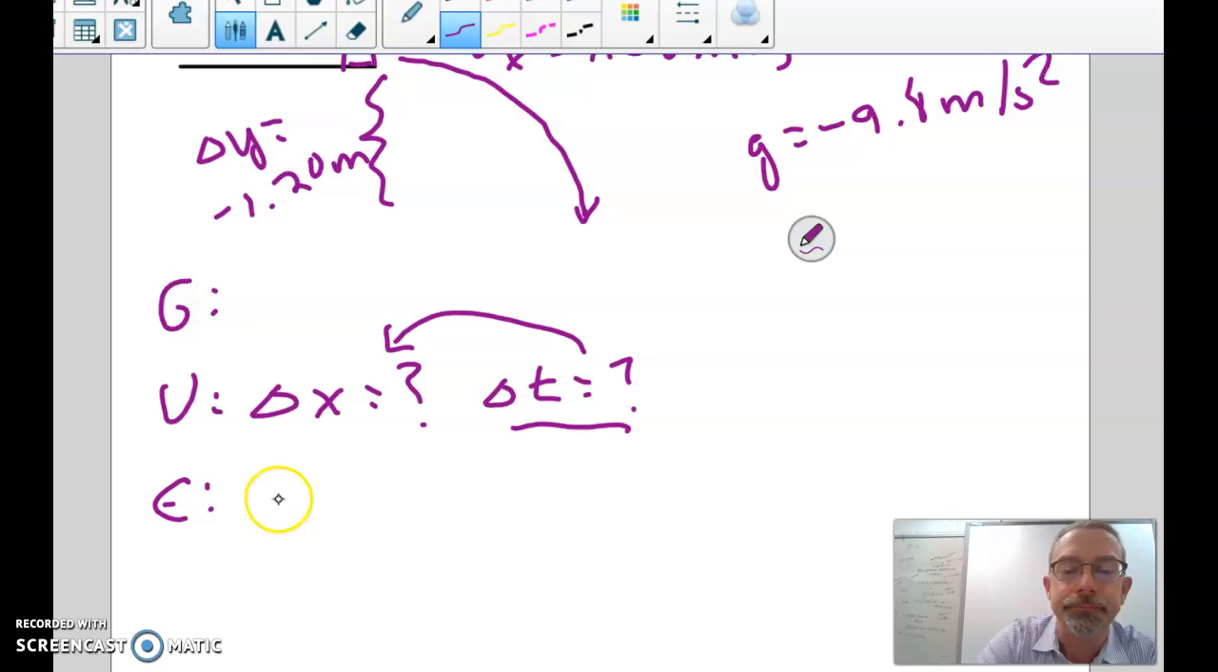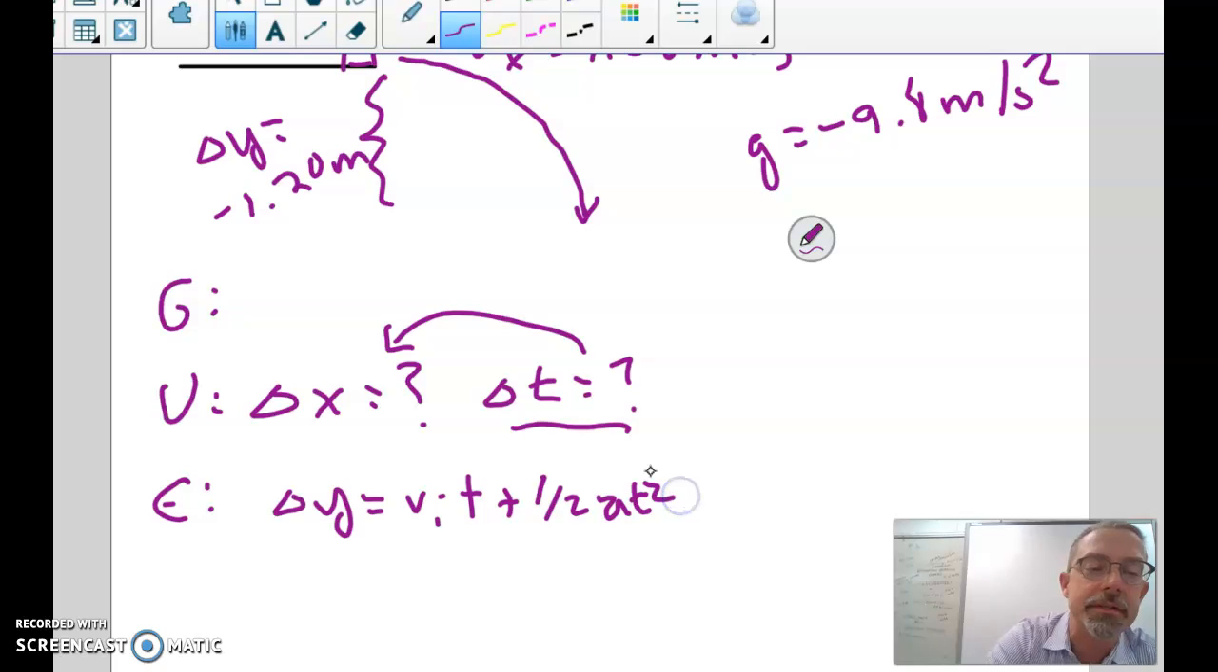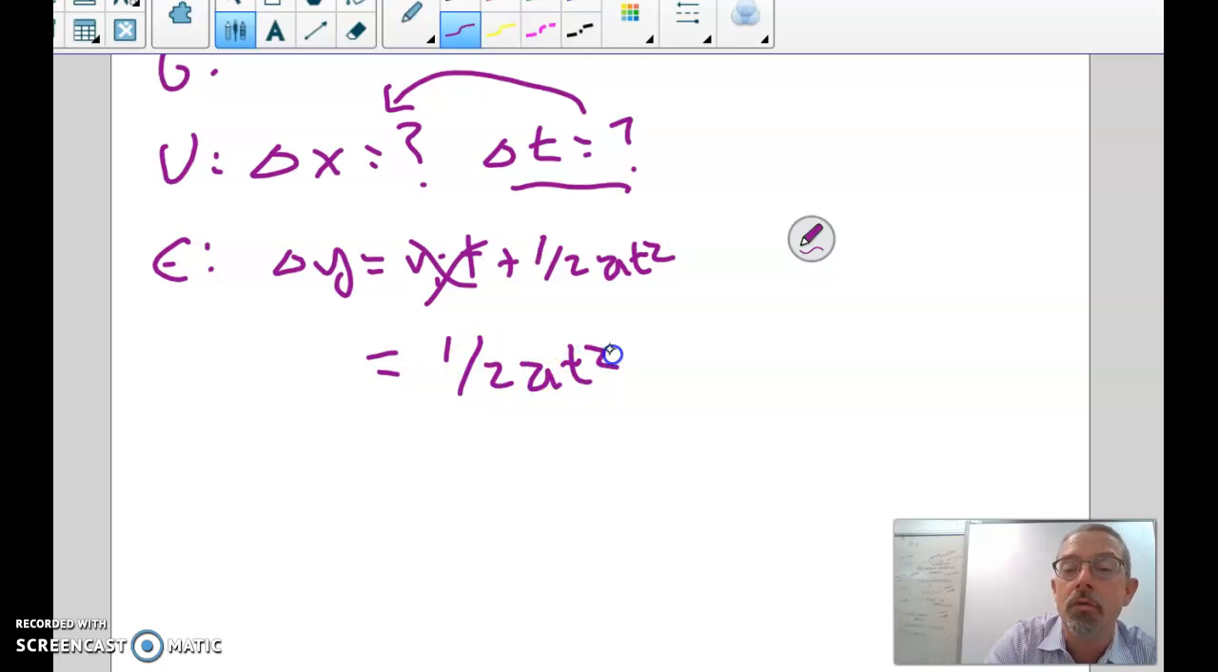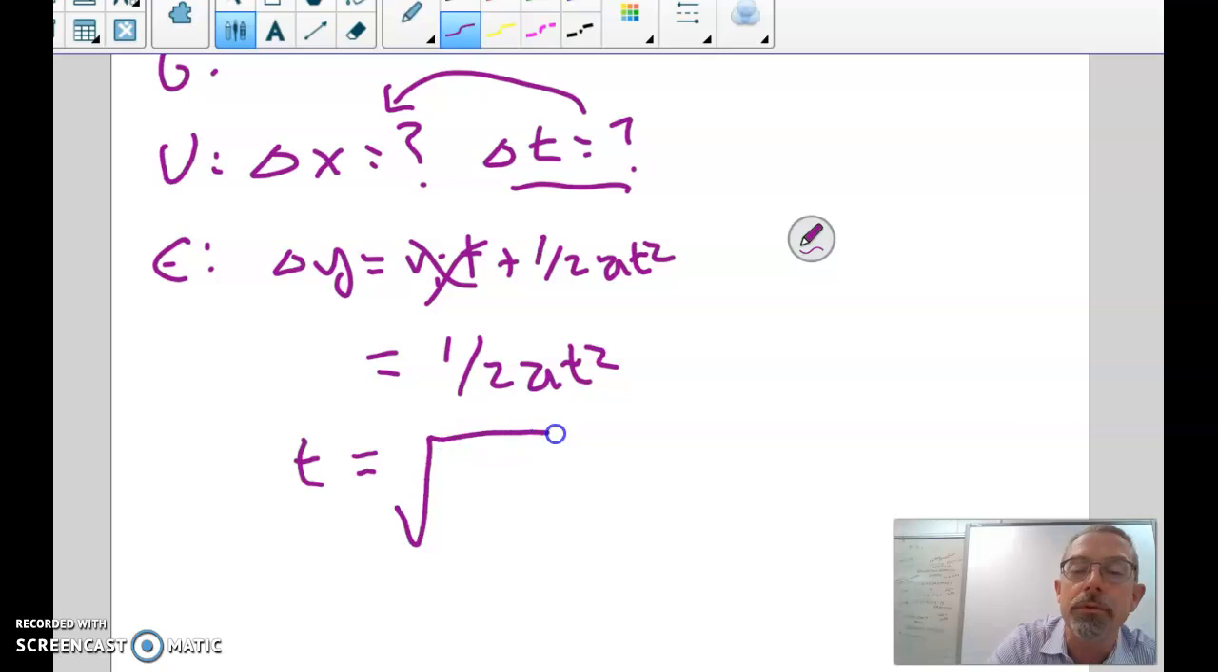And I know that delta y equals Vi t plus 1/2 a t squared. But since it's launched horizontally, there is no initial velocity in the y direction. So I can simply say delta y equals 1/2 a t squared. With a little bit of derring-do, I can rearrange this to say that my time equals the square root of 2 delta y over a.